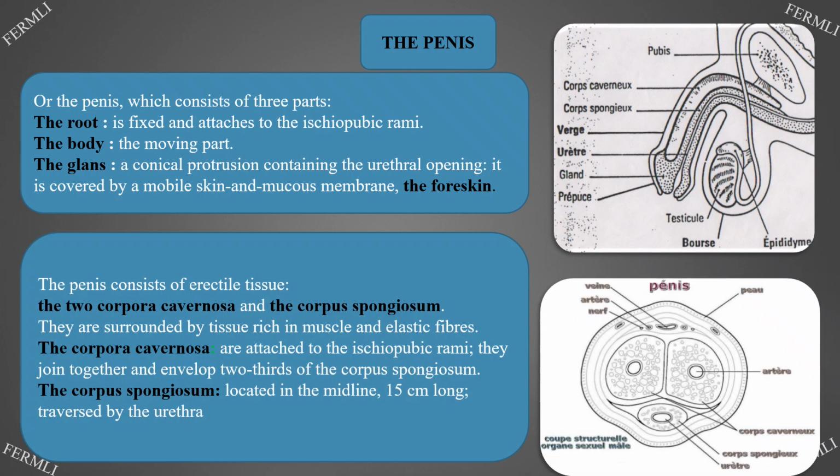The penis consists of erectile tissue, the 2 corpora cavernosa and the corpus spongiosum. They are surrounded by tissue rich in muscle and elastic fibers. The corpora cavernosa are attached to the ischiopubic ramus. They join together and envelop 2/3 of the corpus spongiosum. The corpus spongiosum, located in the midline, 15 centimeters long, is traversed by the urethra.